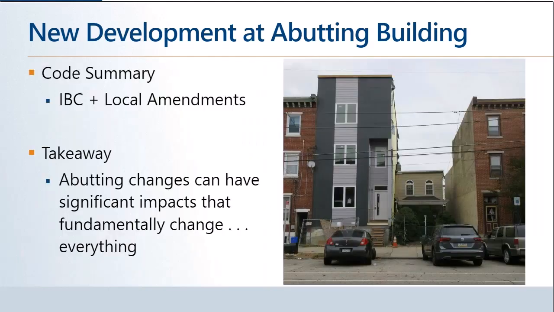So summarizing this case study, the IBC covers how we deal with neighboring existing buildings and abutting and adjacent buildings. There may be local amendments. Make sure you understand that so that you are complying with all of them. The takeaway here is it can be a significant impact that you and your development are having on other people that can fundamentally change almost everything about the building. So make sure we're being mindful of our neighbors and make sure if you're the one being impacted, you understand your rights and what the code requires.